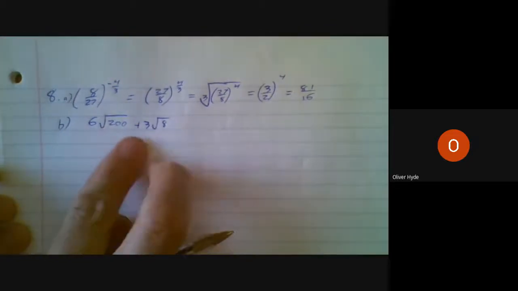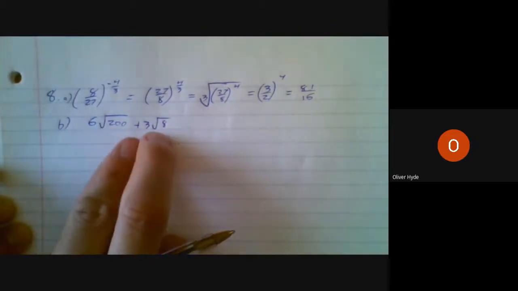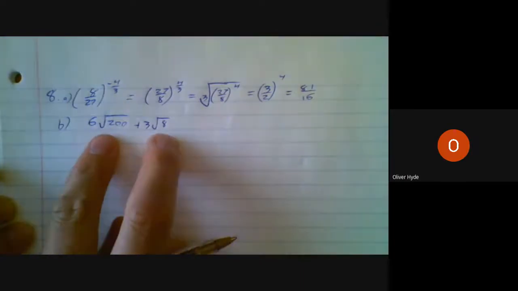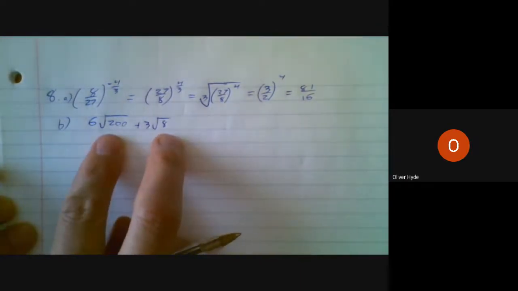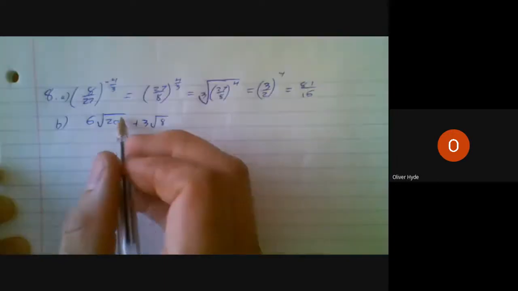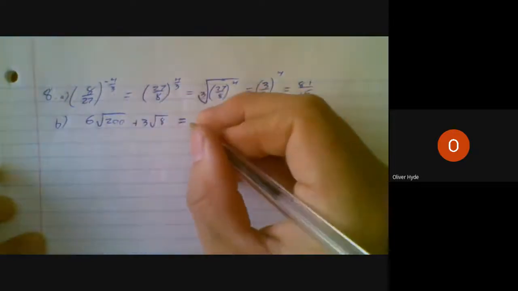6 root 200s plus 3 root 8s, you could imagine that they're not like terms. They're not counting the same kind of thing. This is not going to be 9 square root of 208. Let's simplify these radicals and see if we can get them counting the same type of thing. I'll show all of my steps here.